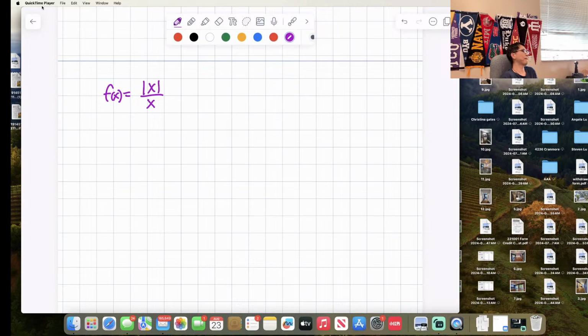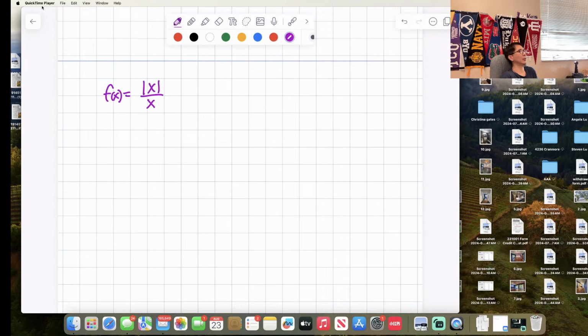Caden? I'm just thinking it's a normal y equals x line because if you put a negative number in the absolute value, it's going to be positive, but the denominator will still be negative.